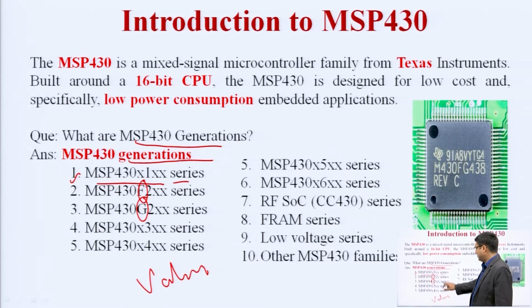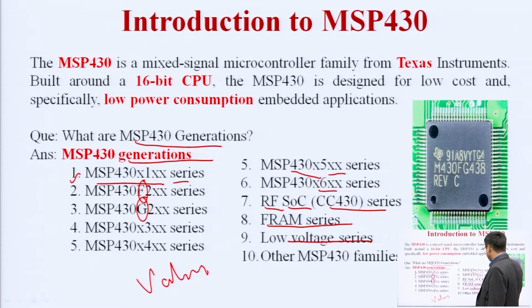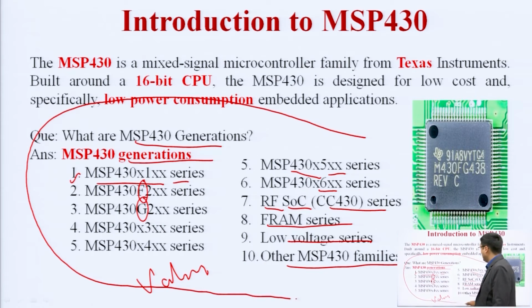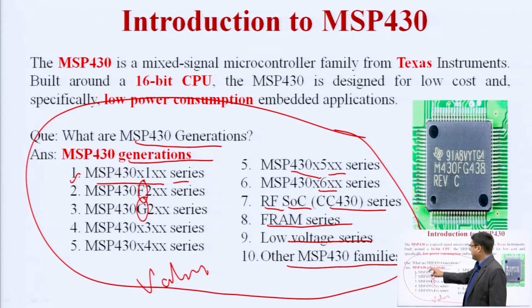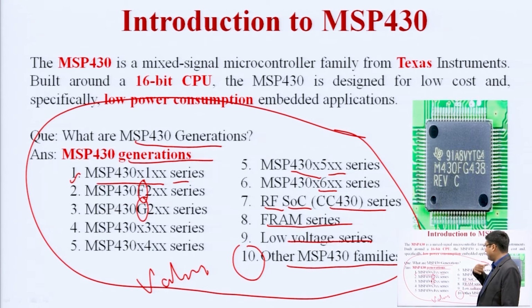So this is the family of series: MSP430 3XX, MSP430 4XX, MSP430 5 and 6. And the RF module system on a chip, CC430 series, FRAM series, low voltage series, and other MSP430 families. So these are the generations available. There are many versions available in MSP430 microcontrollers. We are not limited to these. There are numerous MSP430 versions available. You can check on Google.